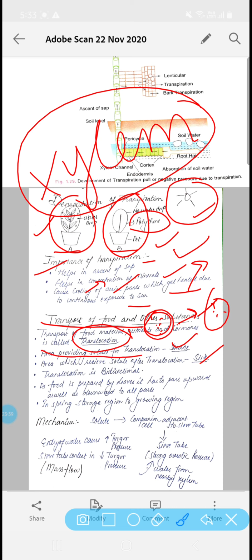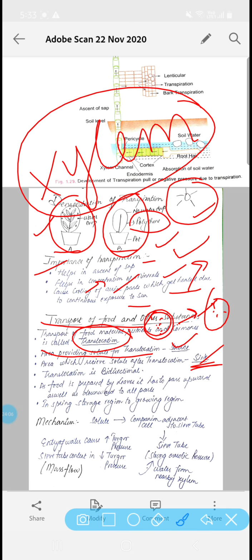And another one is sink. Sink is the area which receives the solute after translocation. Sink is the deficit area. It is the area where there is a requirement of the solute, a requirement of food.